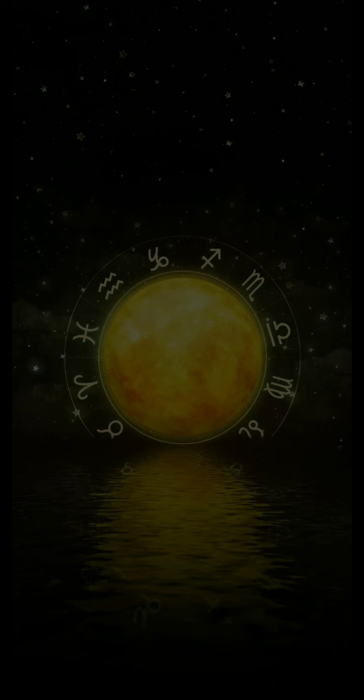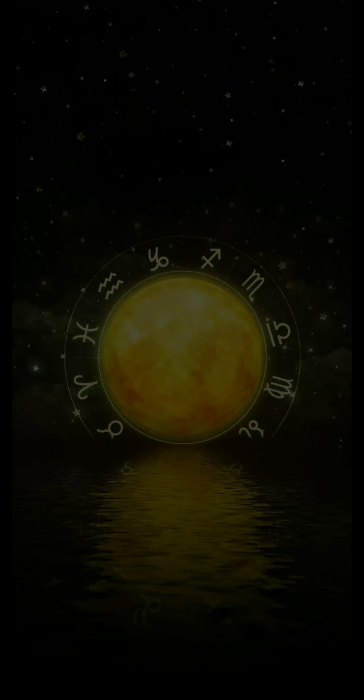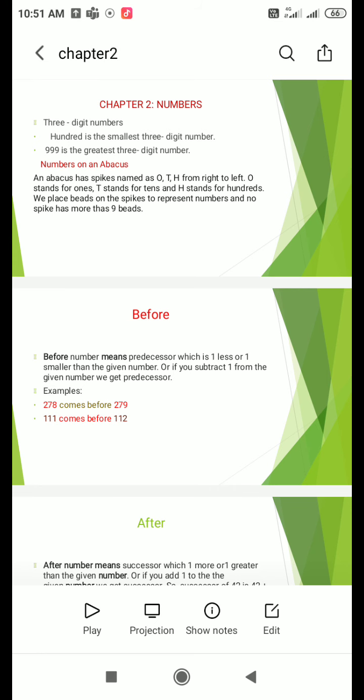Now we are going to discuss before, after and between. Before means the number one less than the given number. That means we want to subtract 1 from the given number.